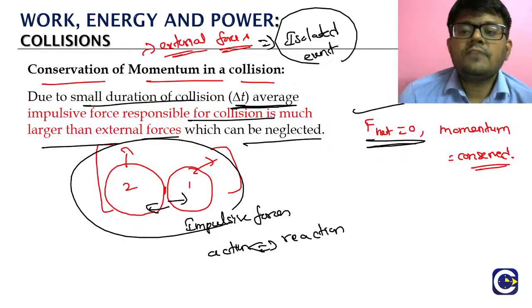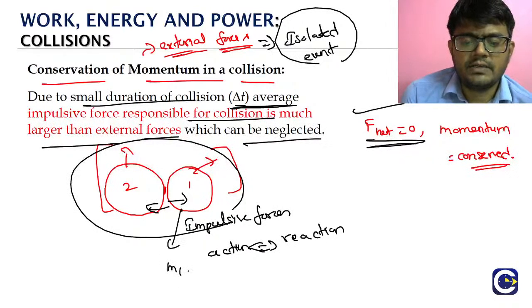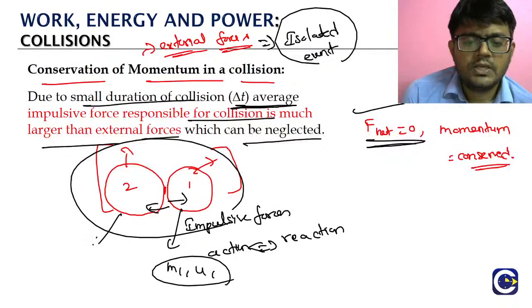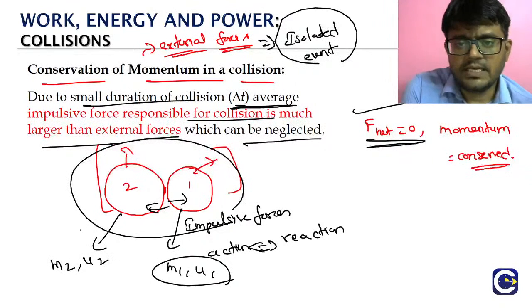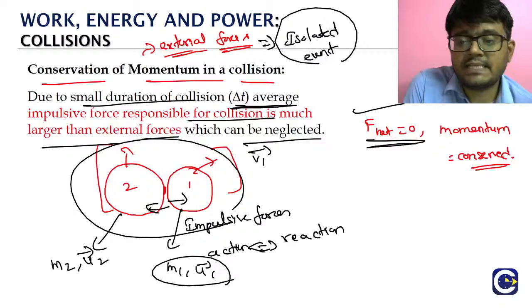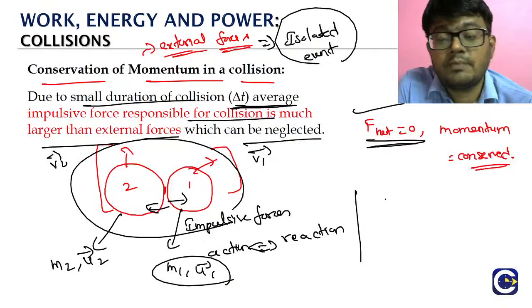Okay, so which means if you have, say for example here, the object m1 having an initial velocity u1, m2 having an initial velocity u2. But here the u1 and u2 are actually vectors, so we'll probably have to put a bar. And after the collision, let us say the velocities are v1 and v2. Then what do you mean by the conservation of momentum principle?